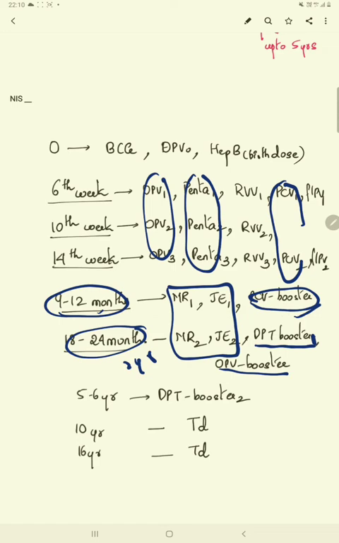So first the PCV booster you are going to give. How will you remember it? You have given only 1 and 2 doses, right? So you will give the booster early. Whereas for pentavalent and OPV, you have given 3 doses, so you will give the booster a little later. Okay, DPT booster 1, OPV booster.